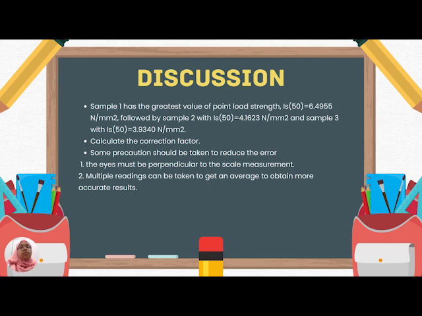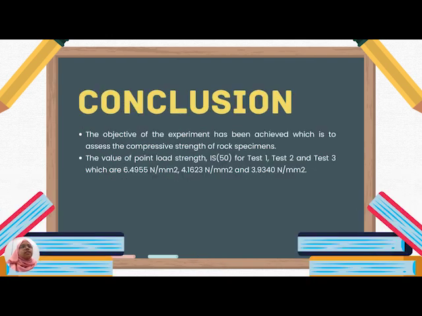And then after that, we will calculate the correction factor. From the experiment, there is error that occurred during the experiment, based on the percentage difference. So some precautions we can consider are that the eyes must be perpendicular to the scale measurement during observation, and multiple readings can also be taken to get an average for us to obtain a more accurate result. Next is the conclusion.